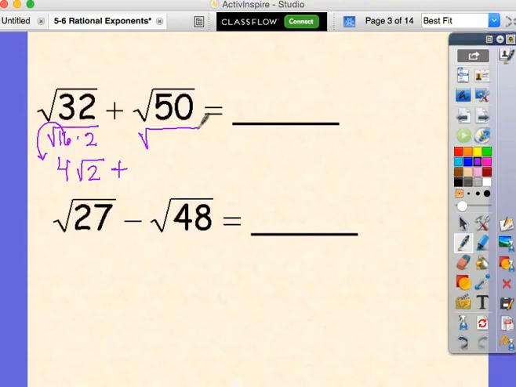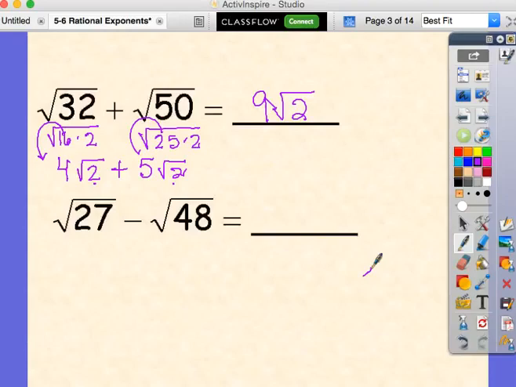The square root of 50 can break up into 25 times 2. The 25 is the perfect square. It comes out as a 5, and the 2 is left inside. Now the rule is, if they have the same number in the radical, then you keep that radical, and you can add or subtract the numbers that are in front. So 4 plus 5 would be 9. So 9 square root of 2.